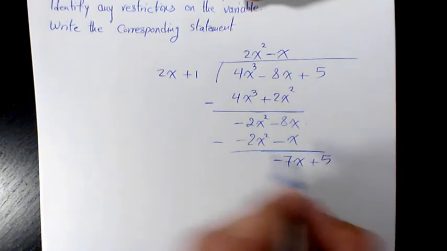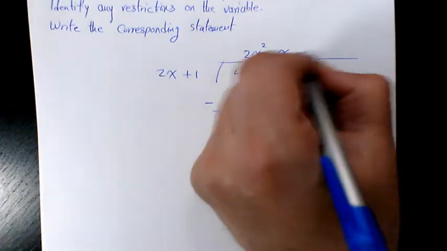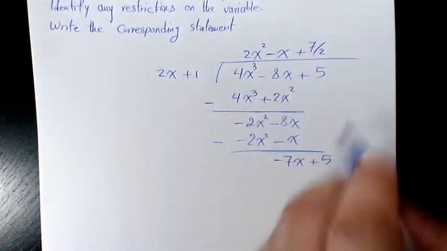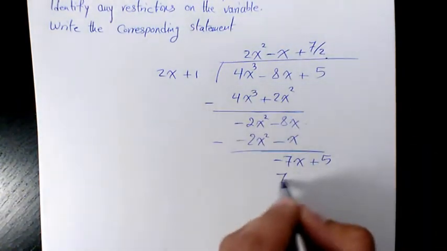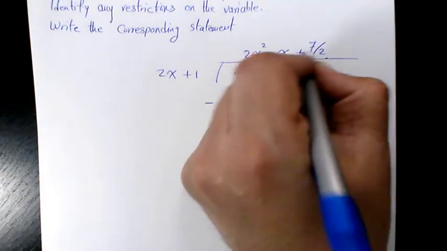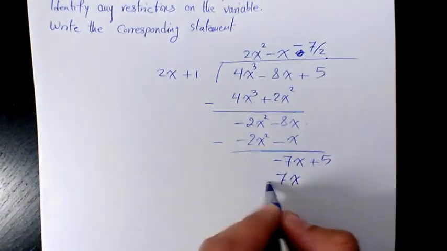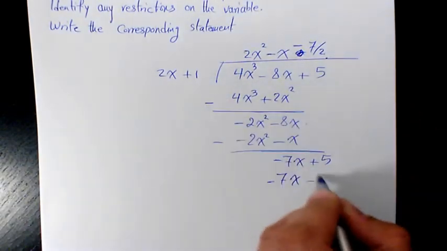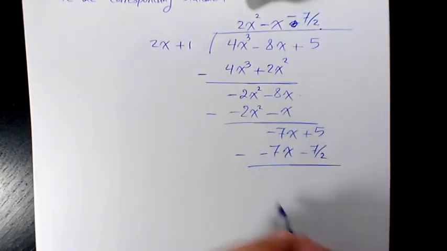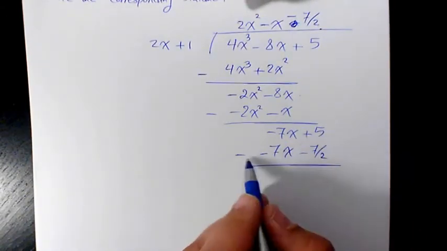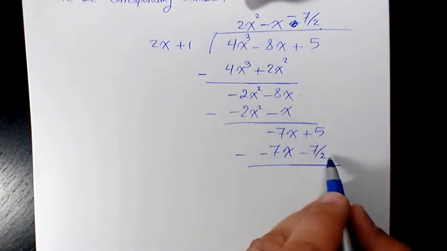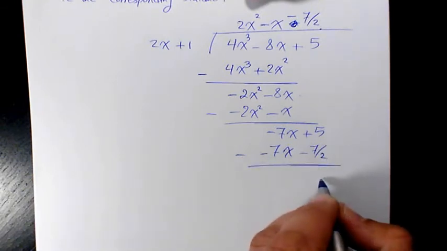Negative 7x by 2x is going to be negative 7 over 2. So negative 7 over 2 times 2x is going to be negative 7x, and here is going to be negative 7 over 2. Once you subtract them, these two cancel out and we have 5 subtract negative 7 over 2, which will be 8.5 or 17 over 2.